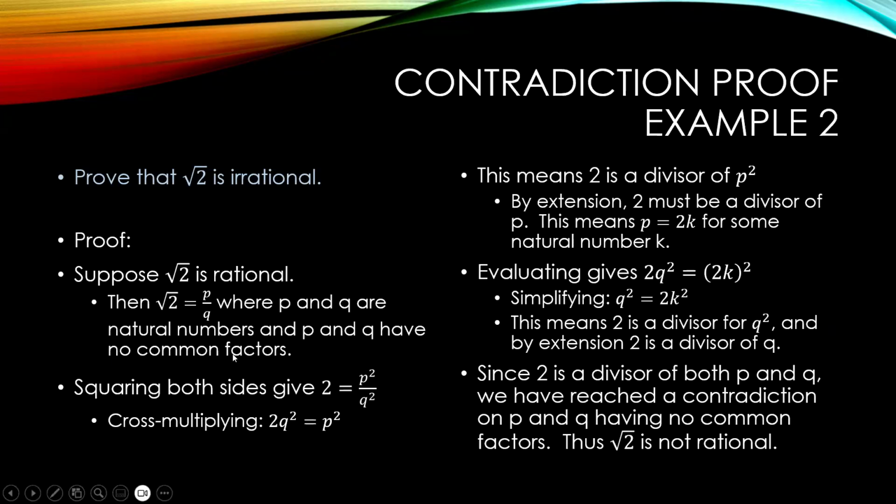Because in our defining this rational number, we said that p and q have to have no common factors. To be a reduced fraction, they can't have anything in common. And so we've reached a contradiction. Thus, the square root of 2 is not rational, which means it must be irrational. Thus, it is proven.